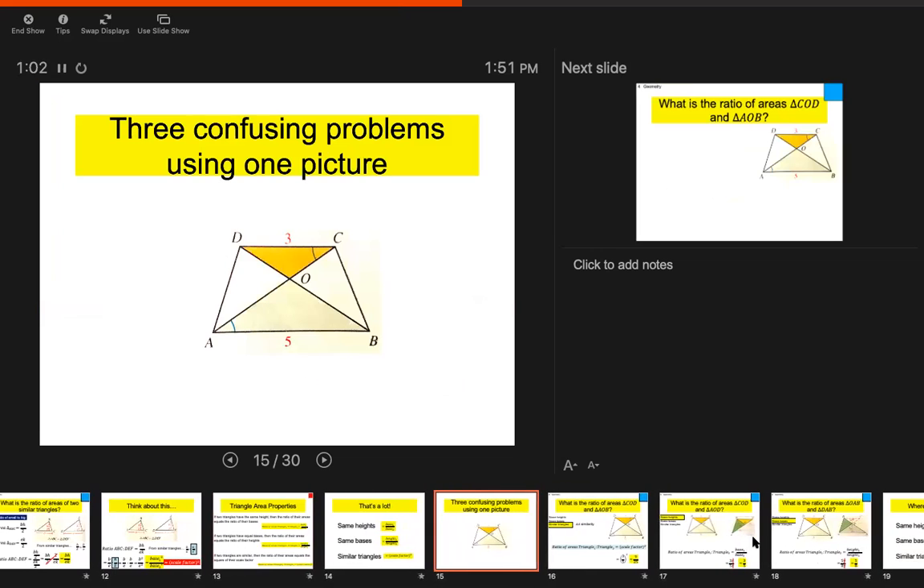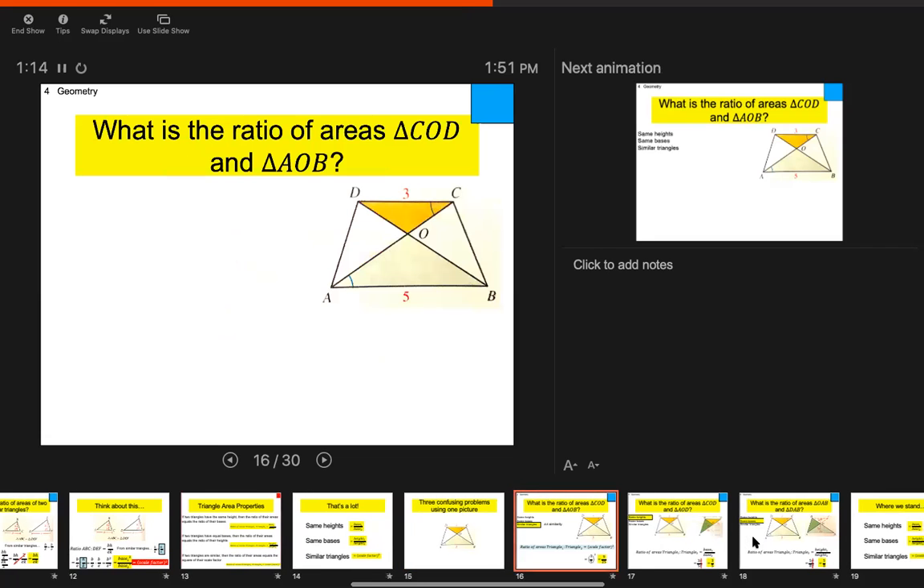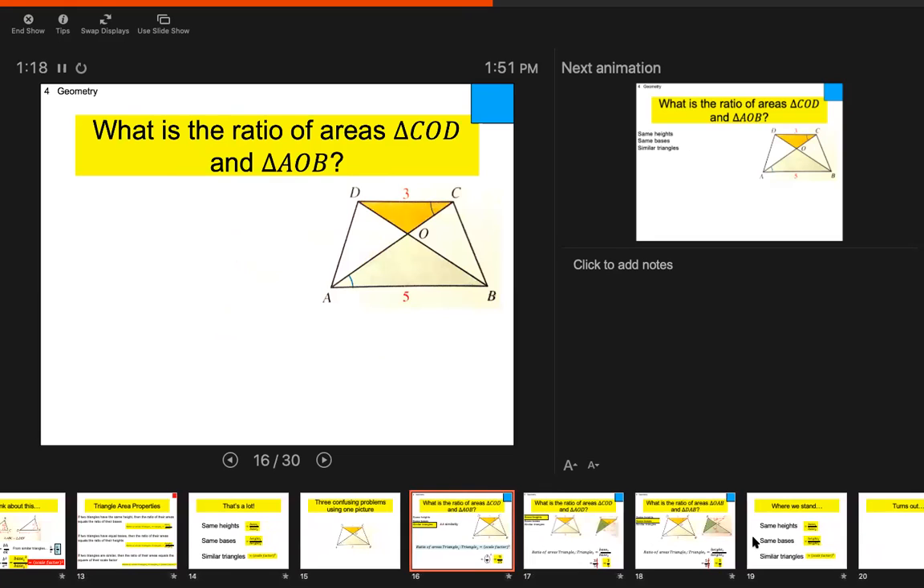Okay, so really quickly, this is from your book, and if I were making it, I wouldn't have put this particular one. All 3 problems on your piece of paper use this shape right here. The first one says compare the ratio of areas of COD, the top one, to the bottom one, AOB.